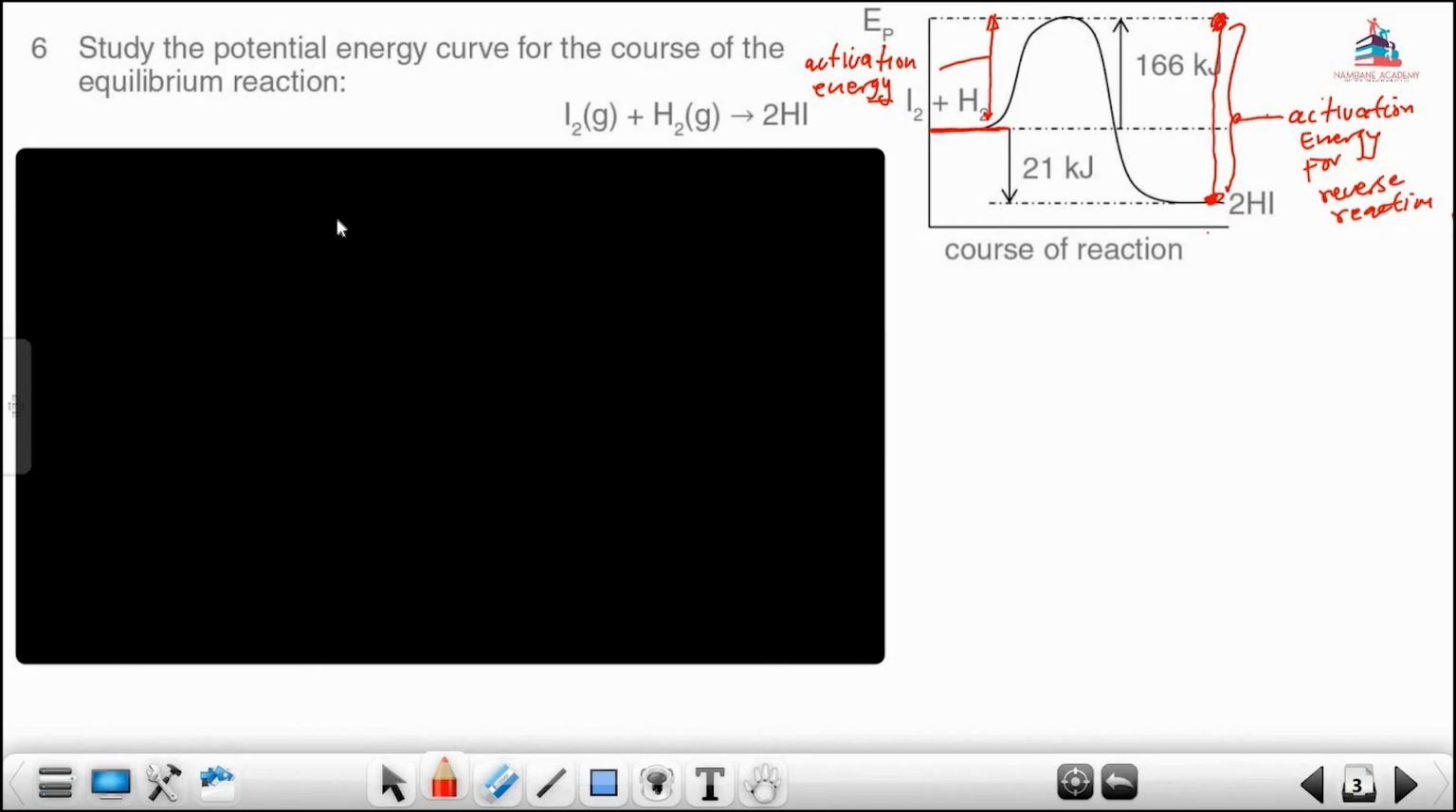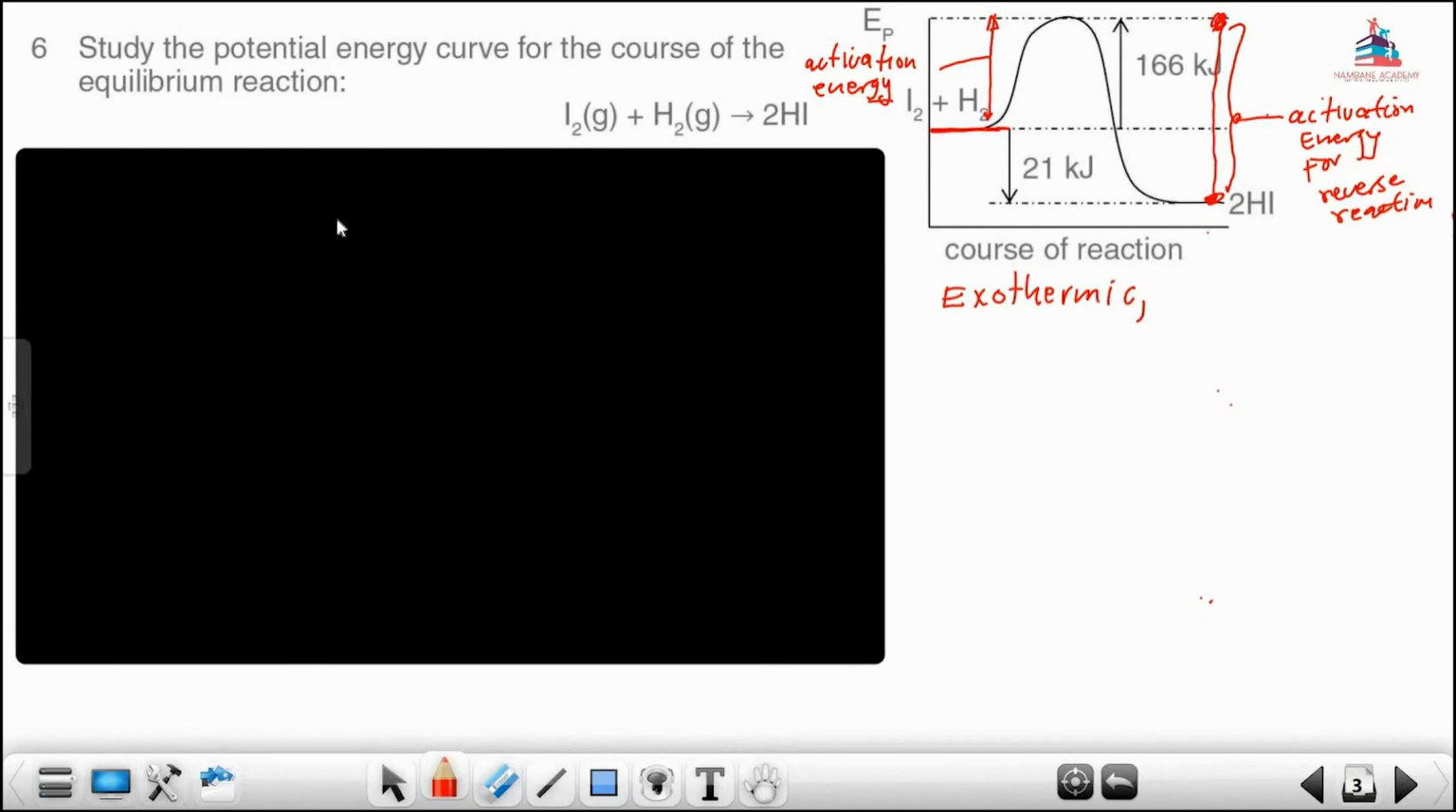Can somebody say something related to this graph? Yes, Lindiwe. We can see that this graph is an exothermic reaction. Yes, 100%. We say it is an exothermic reaction. Can you support that?